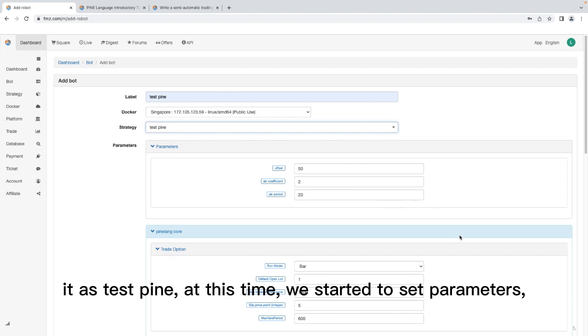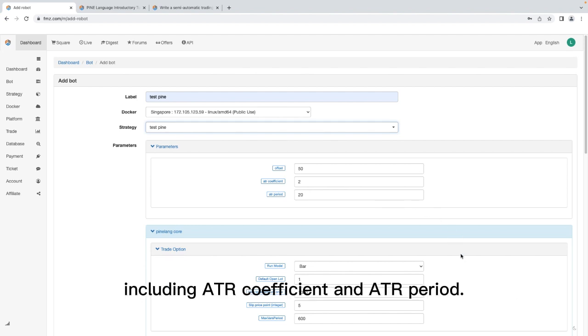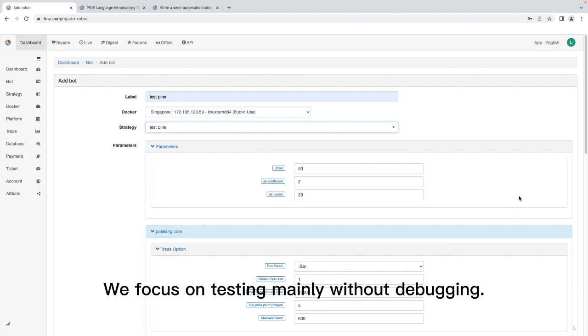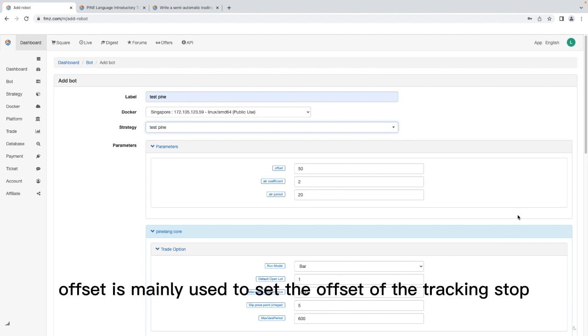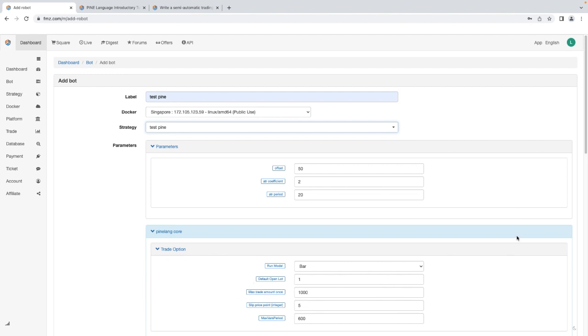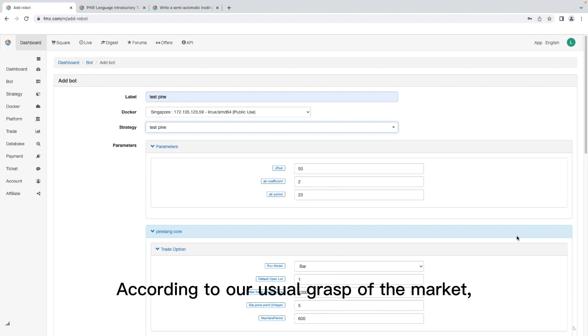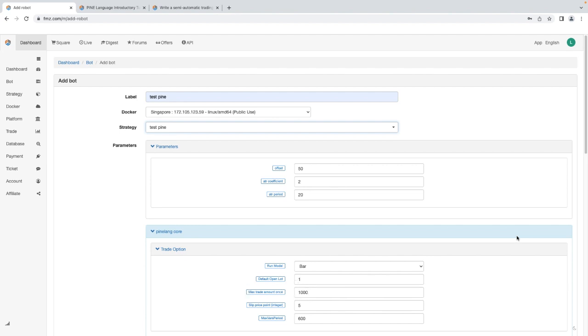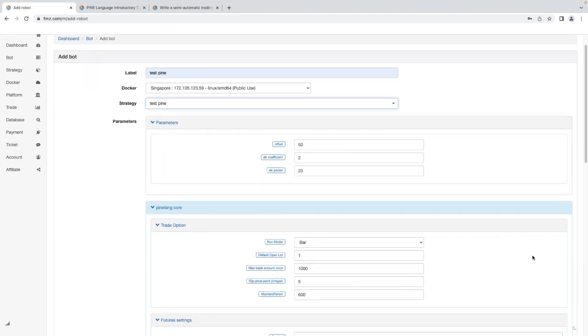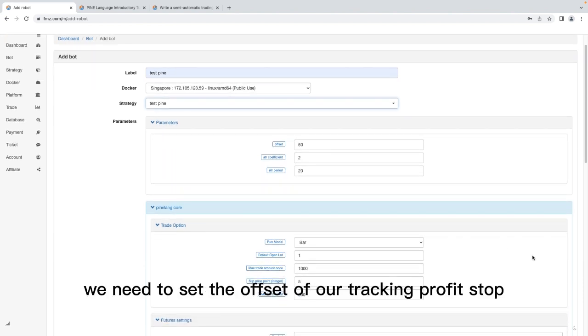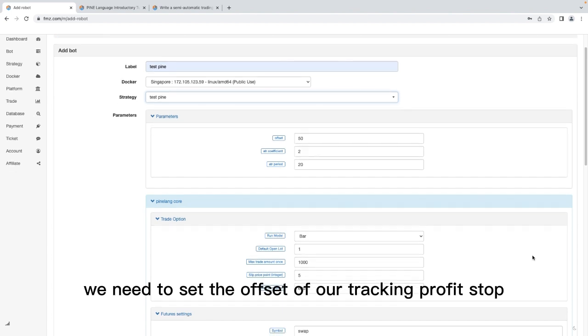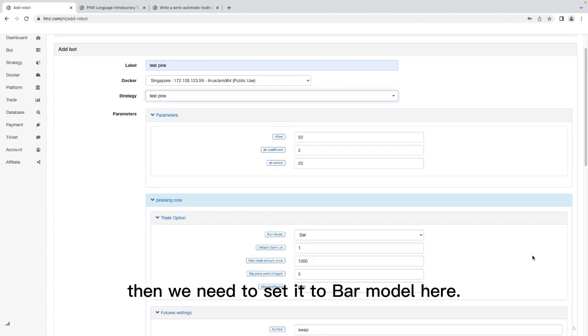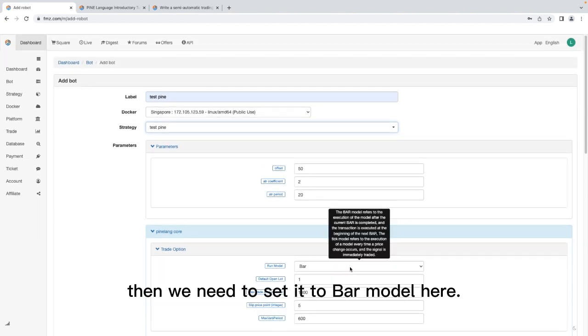At this time, we start to set parameters, including ATR coefficient and ATR period. We focus on testing mainly without debugging. The parameter offset is mainly used to set the offset of the tracking stop profit and stop loss. According to our grasp of the market, our habits, and the types of operations, we need to set the offset of our tracking profit stop and loss stop. And then we need to set it to bar model here.